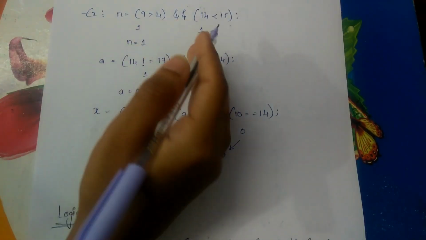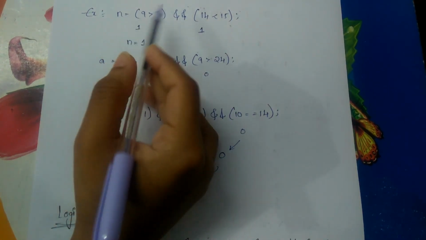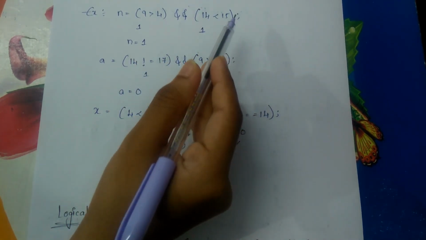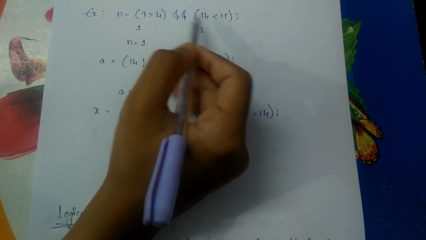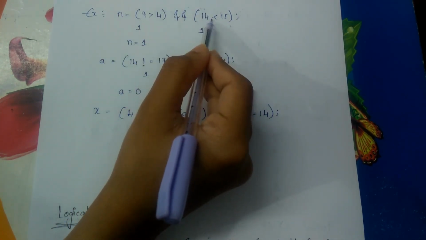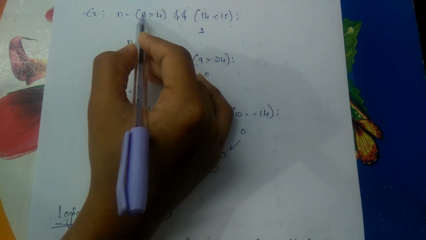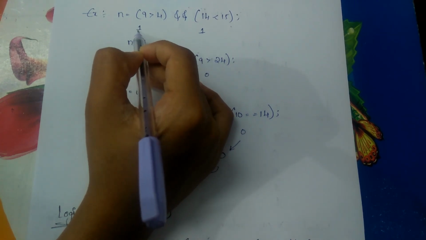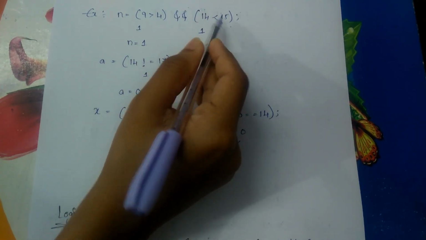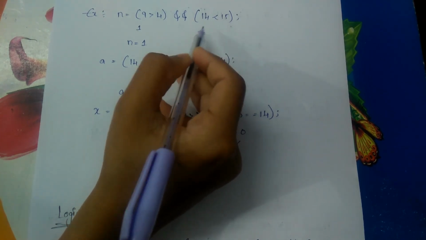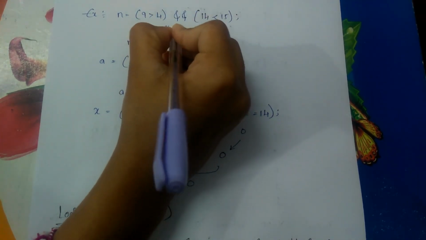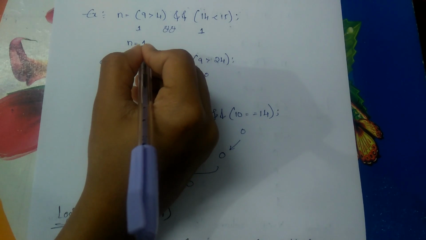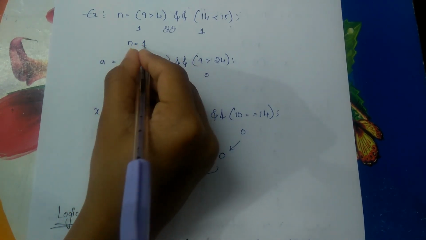Here is the example for the logical AND: n = 9 > 4 && 14 < 15; ended with a semicolon. We can also write this in a program. The first statement, 9 is greater than 4: yes, the statement is true, so it returns 1. Next, 14 less than 15: 14 is less than 15, this statement is also true, so it returns 1. So 1 logical AND 1. When both statements return 1, then the final result is also 1. So n equals 1.